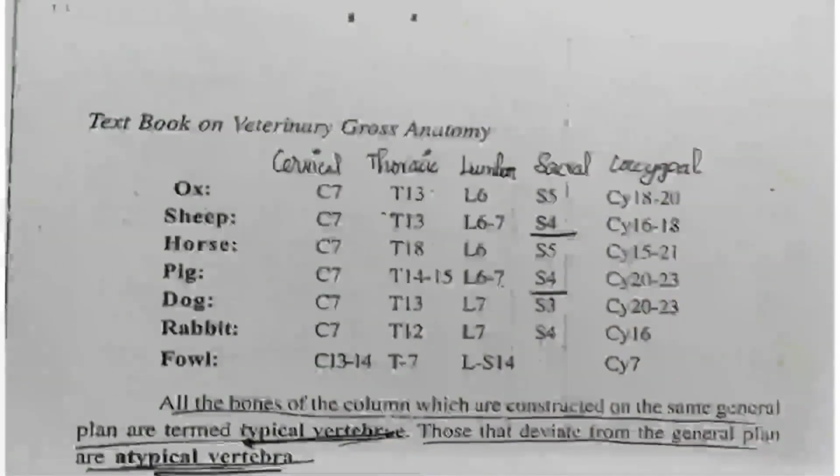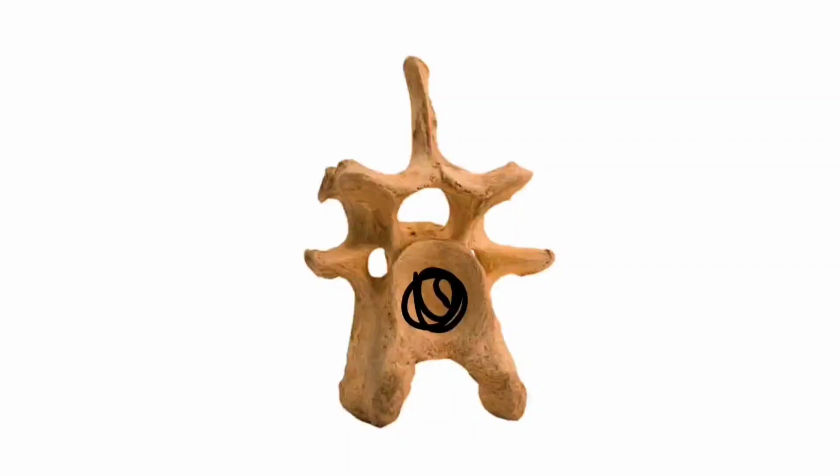Vertebrae are also classified as typical vertebrae and atypical vertebrae. Those vertebrae which have a body, neural arch, and prominent vertebral processes are called typical vertebrae. Those vertebrae which lack the body, neural arch, or the vertebral processes are called atypical vertebrae. A typical vertebra has a body, neural arch, and processes.